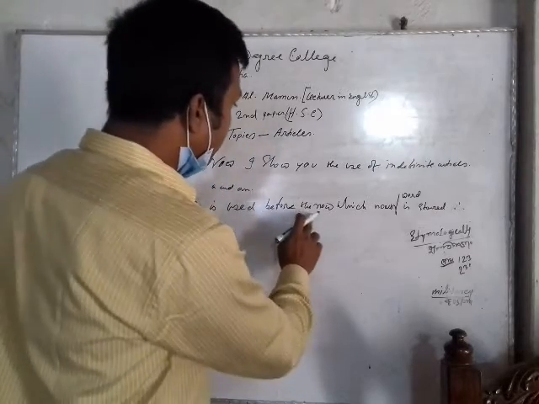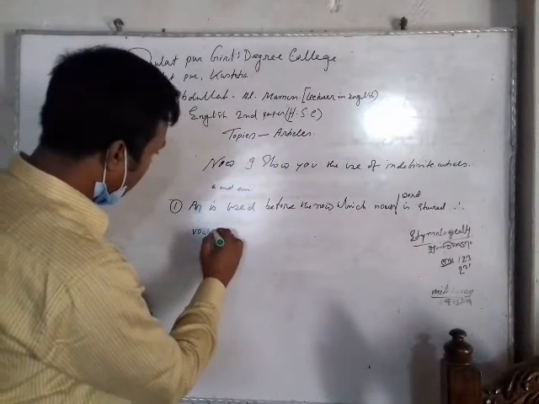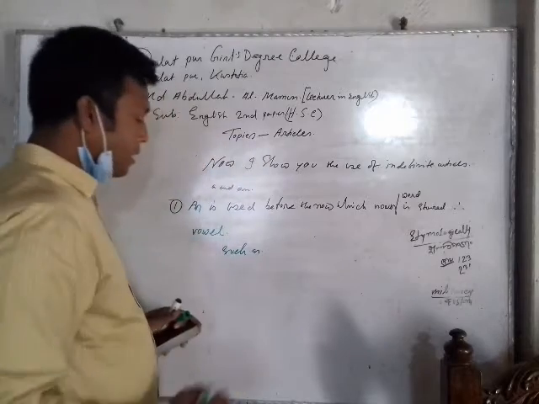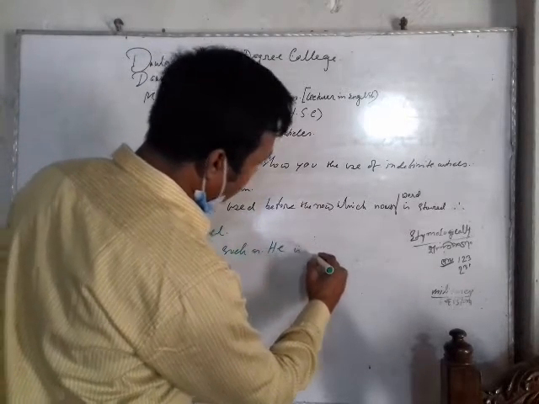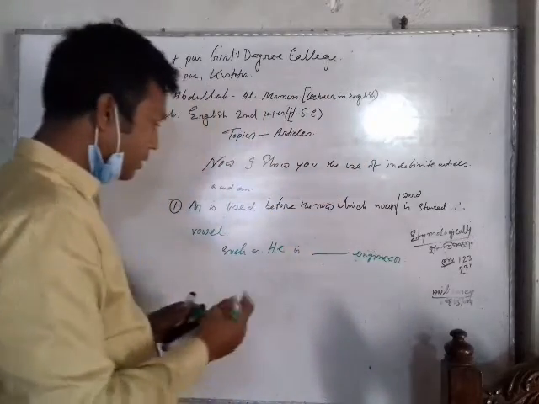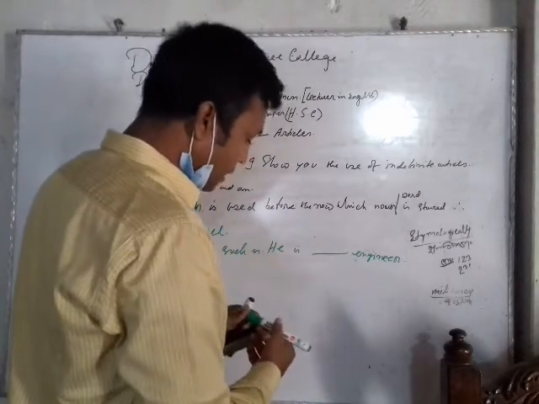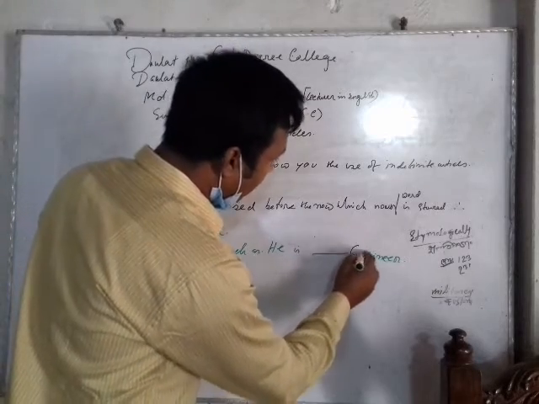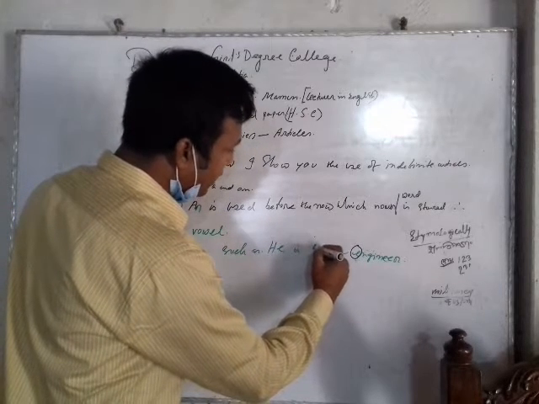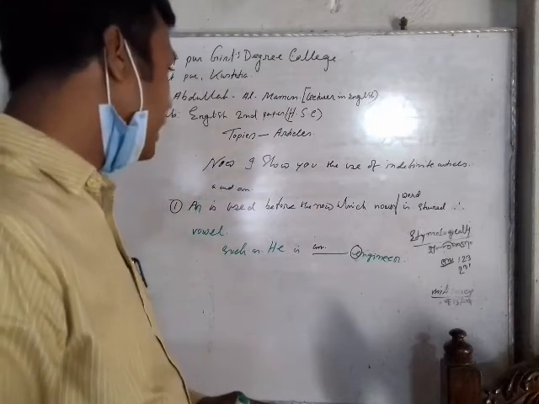An is used before the noun. Which noun or word is started? Vowel. Suggest. He is dash engineer. He is dash engineer. Here the first letter is vowel, so we must use article an. The engineer is indefinite, so we use article an.